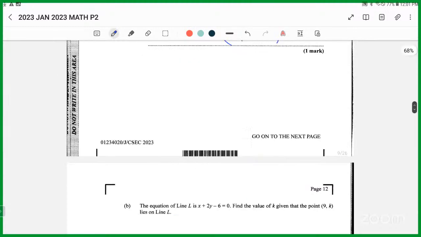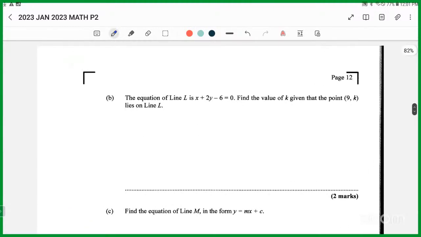Next question. The equation of line L is this. It says find the value of k, given that this point is on the line. If this point is on the line, it means you can put the coordinates of this point into the equation and the equation is still valid. When x is 9, y is k, you can fit them into the equation. The point satisfies the equation.